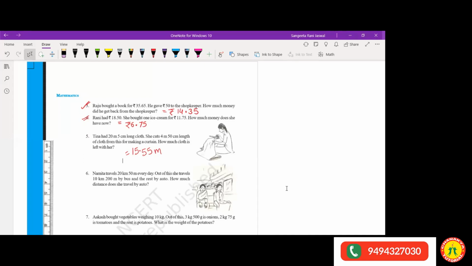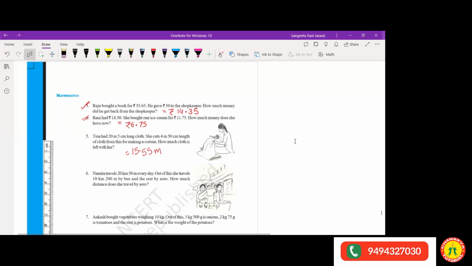Yes, ma'am. Question number 6. Namita travels 20 kilometers, 50 meters every day. Out of this, she travels 10 kilometers, 200 meters by bus, and the rest by auto. How much distance does she travel by auto? Okay, good. Now I think with Adrit, all must have read the question.